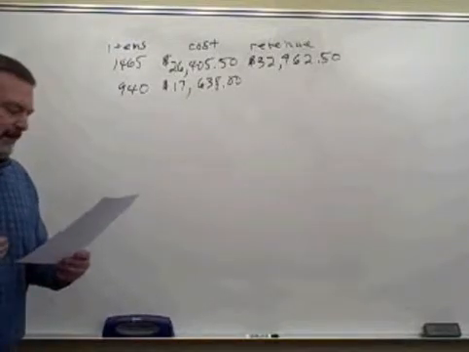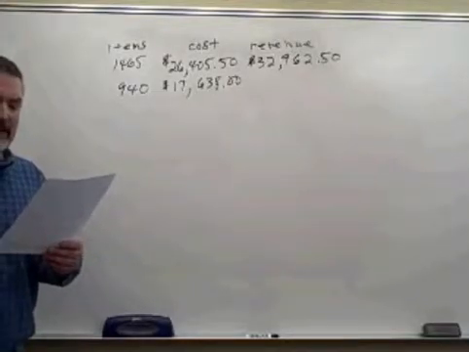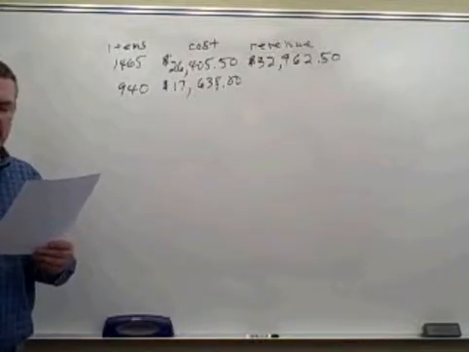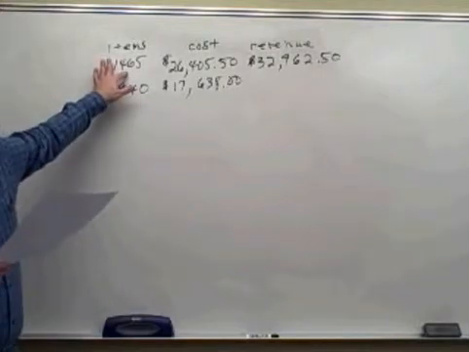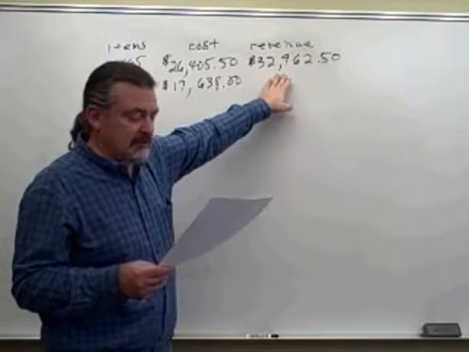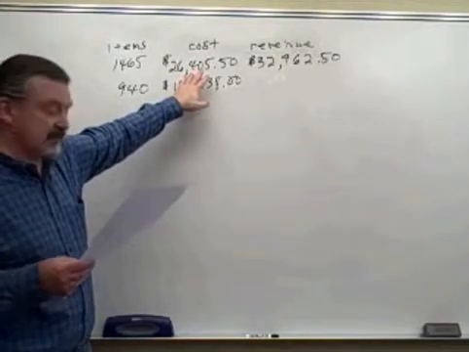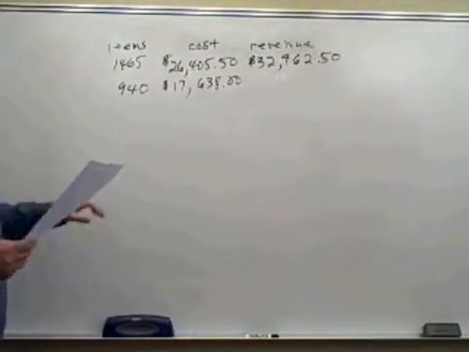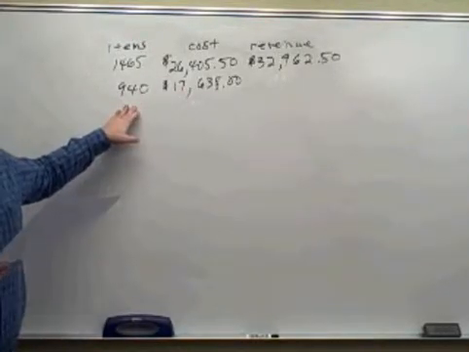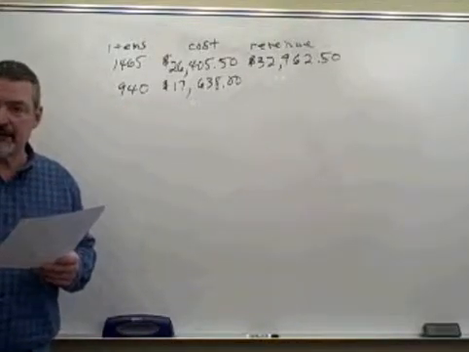Let's look at example 6. A specialty shop owner used a revenue function and a cost volume function to analyze his monthly sales. One month he found that with a sales volume of 1,465 items, he had a revenue of $32,962.50 and total cost of $26,405.50. Another month, he had a total cost of $17,638 on sales of 940 items. Find the linear revenue function, the linear cost function, and the break-even point.